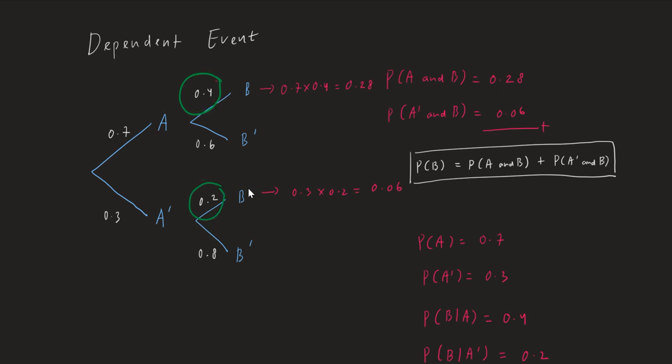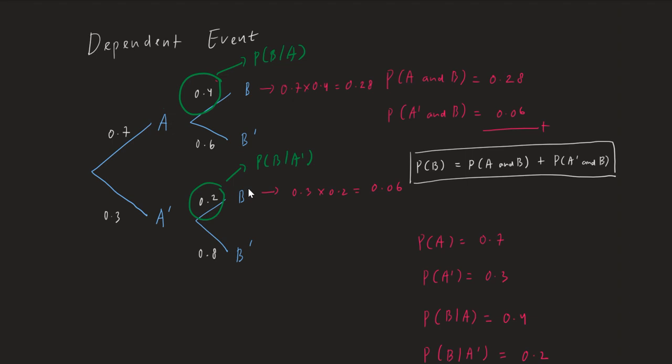Look at this. This is probability of B given A, and this is probability of B given A prime. Do you agree? But how would you write it in numbers? Both are different. Do you agree? One is over A prime that happened first, and one is A that happened first. So because both are different, it is a dependent event.